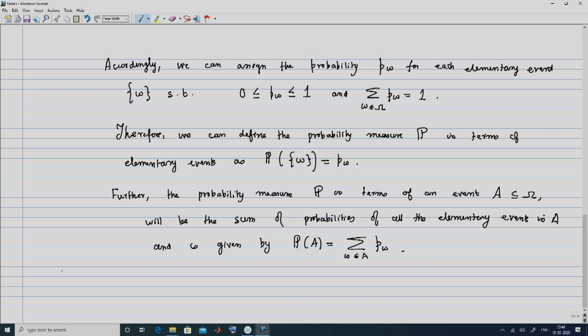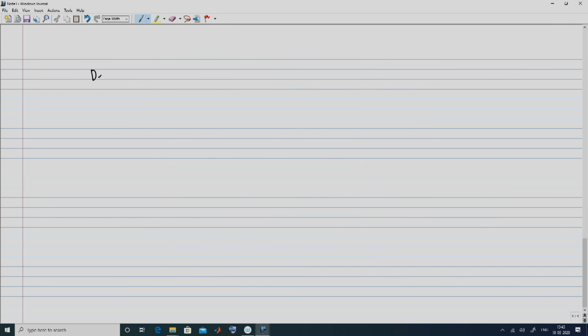So, this brings me naturally to 2 more definitions. The first one is, now that I have defined all these probabilities for each elementary event, this particular set p subscript omega for all omega belonging to Omega is called a probability distribution, and please do not confuse this with the distribution function that we will discuss in the later part of this lecture.